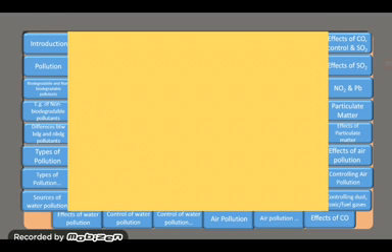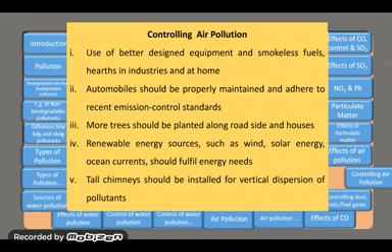How can we control air pollution? One, the use of better design equipment and smokeless fuels, both in industries and at home. When we continue to use equipment that is of better efficiency, then it will be easy for us to control air pollution resulting from something like CO and CO2, as well as SO2.